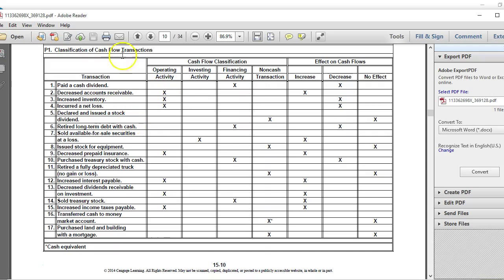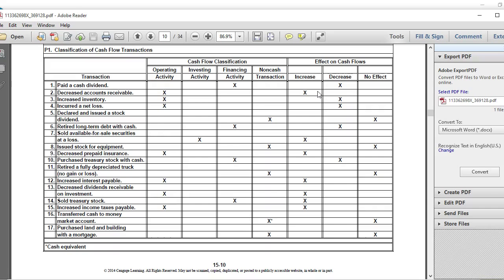The next one says decreased accounts receivable. When an asset is decreased, it's always going to affect your operating. Accounts receivable will affect your operating activities. When an asset is decreased, you add it, don't you? So it will always increase your cash flows.